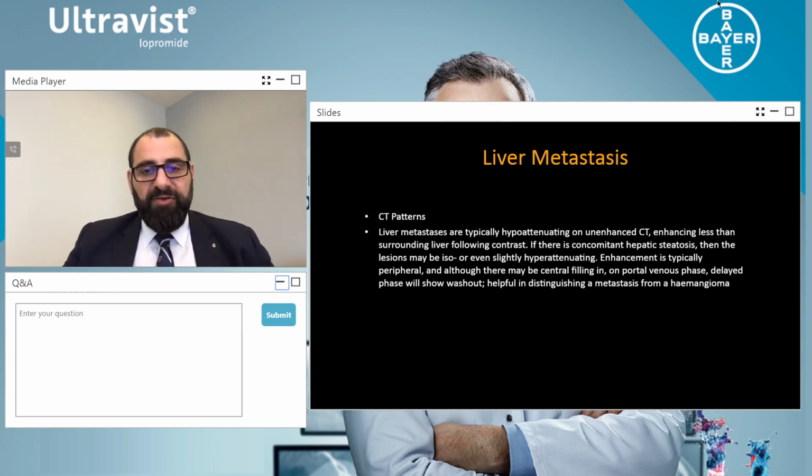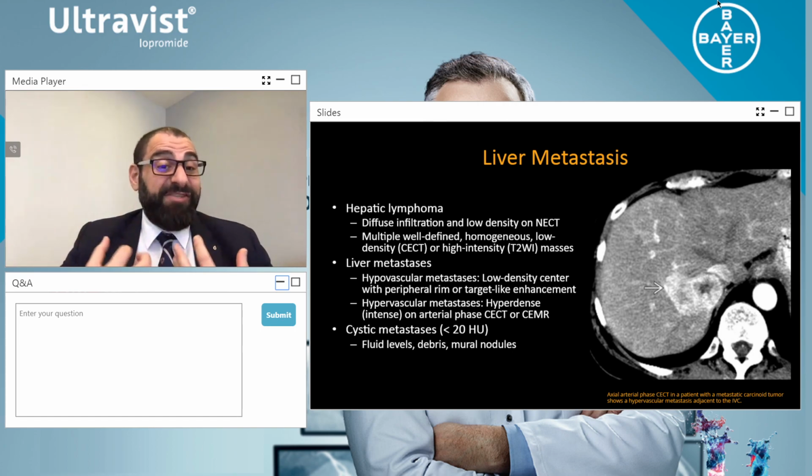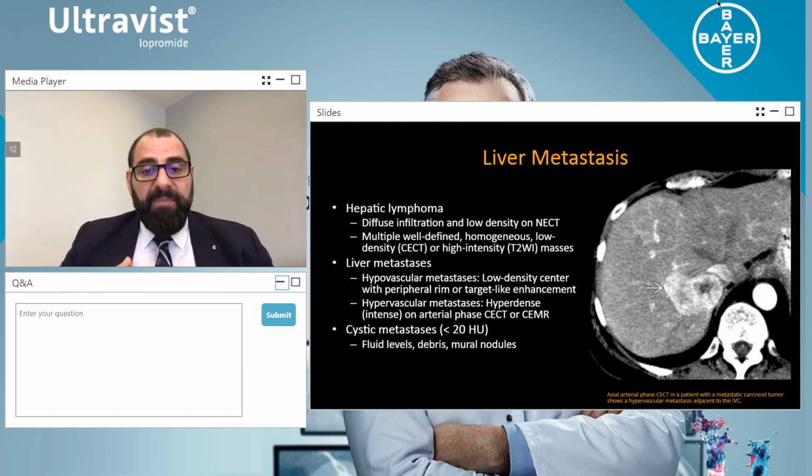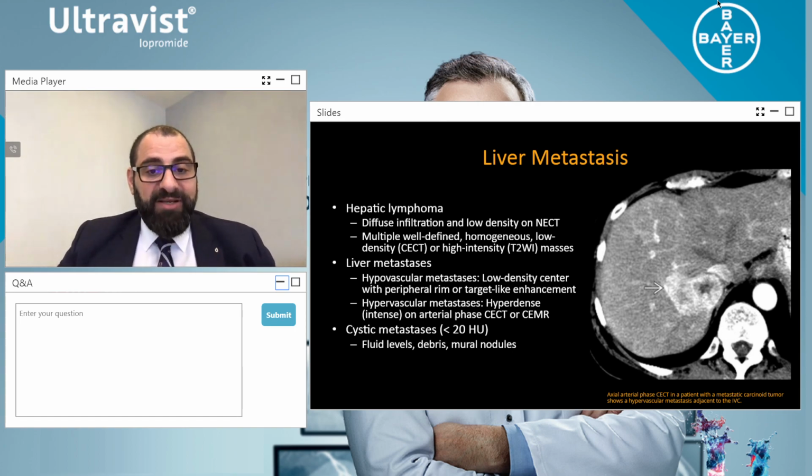So normally if we look at liver metastasis, you could also get hepatic lymphoma with it. It becomes hypervascular with a low density center because we talked about it likes to kill itself so it can keep growing. And also, you can have cystic metastasis, ladies and gentlemen, where you have a fluid level in there, you start to see unusual debris, and you have some nodules.